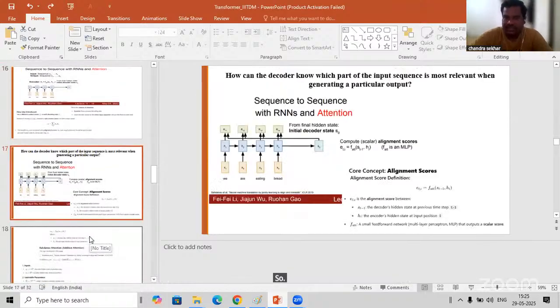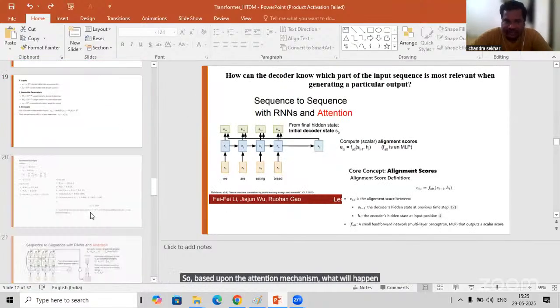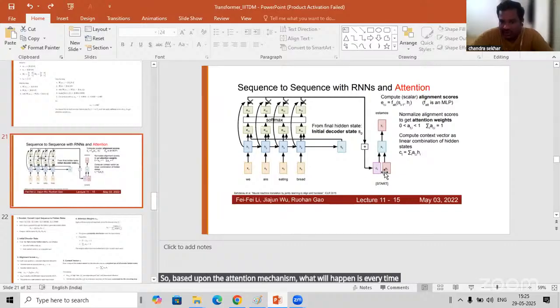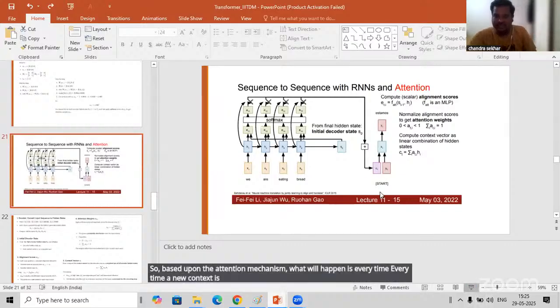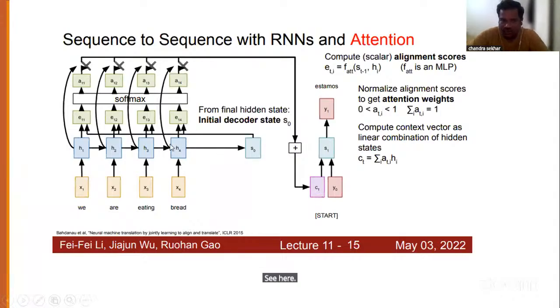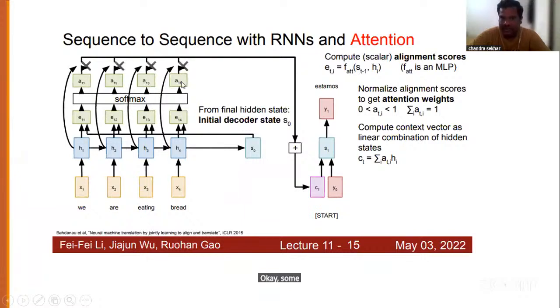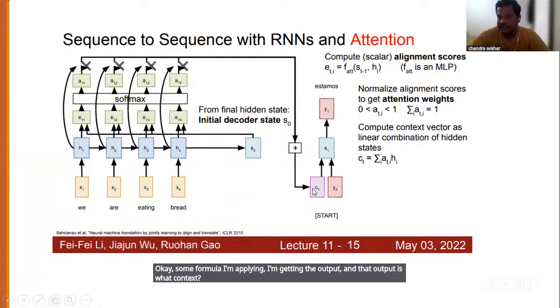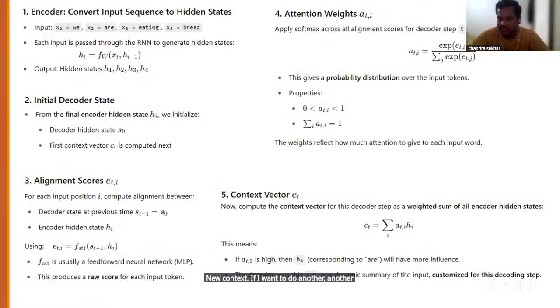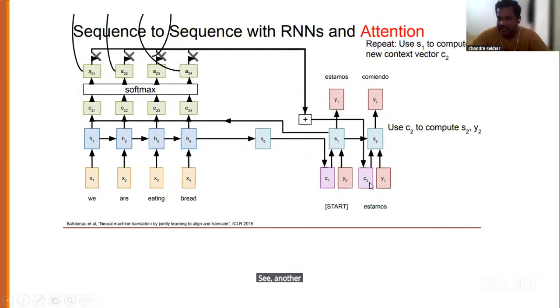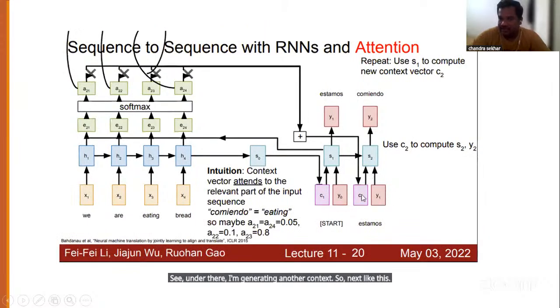Based upon the attention mechanism, every time a new context is getting generated. See here, C1. I am doing some operation, the same formula, and I'm getting the output, and that output is a new context. For another input, I'm generating another context. Like this, I'm making the context dynamic. That is called the attention mechanism.